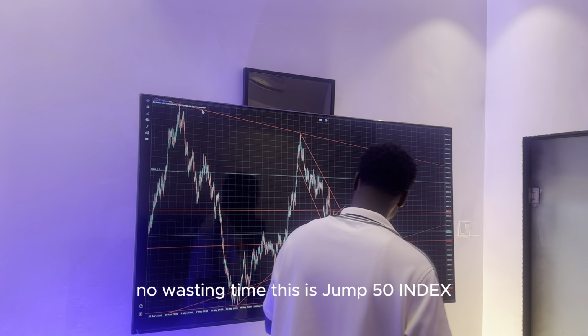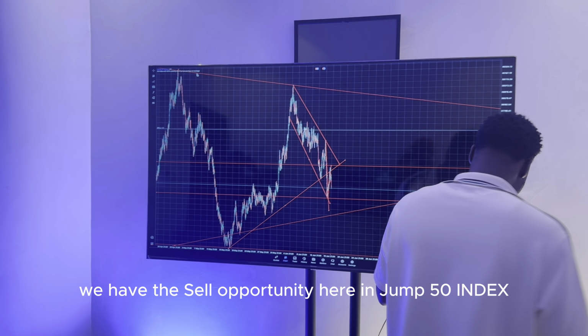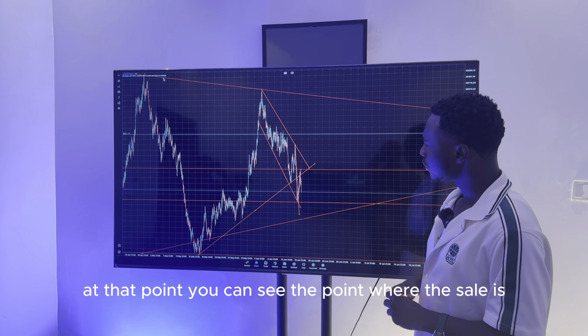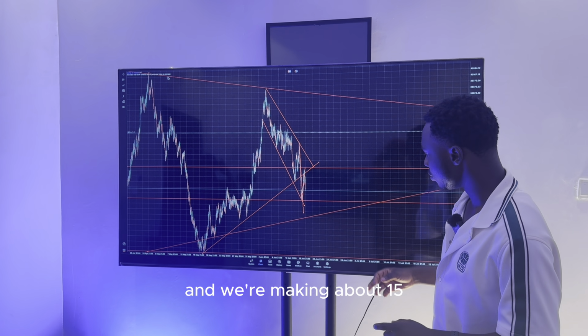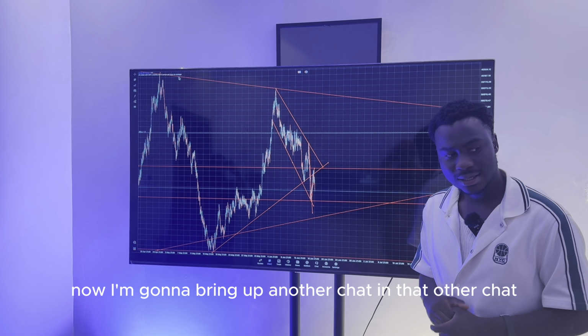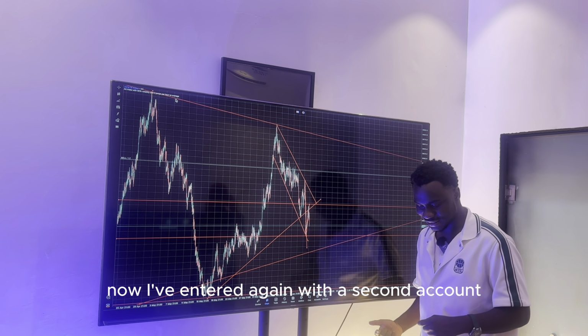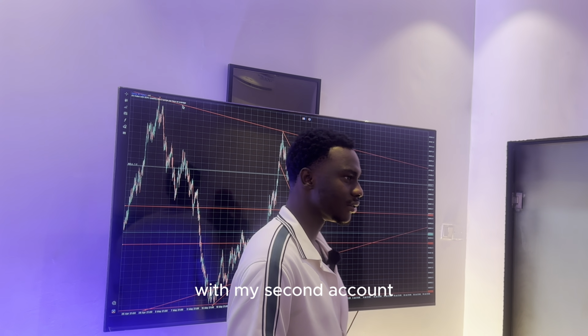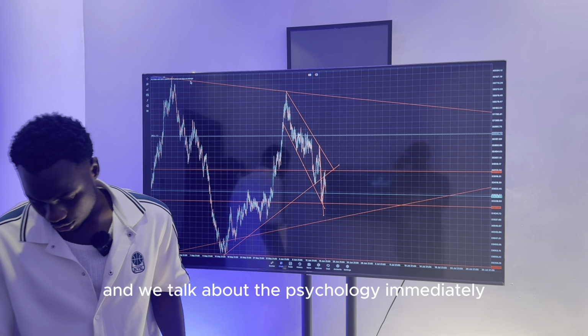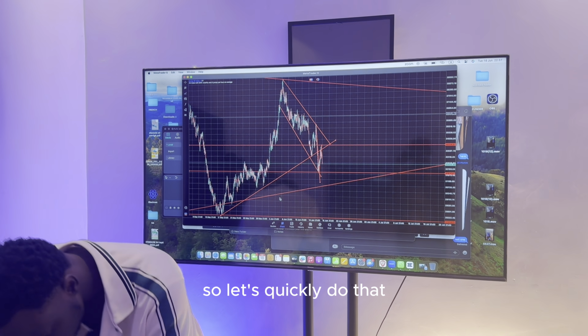This is Jump 50 index. We had a sell opportunity here on Jump 50 index, with the sell taken at that point. You can see the point where the sell is, and we're making about $14K in profit. Now I'm going to bring up another chart. In that other chart, I've entered again with my second account, and I'll show you the entry point, the reason behind it, and we'll talk about the psychology immediately. So let's quickly do that.